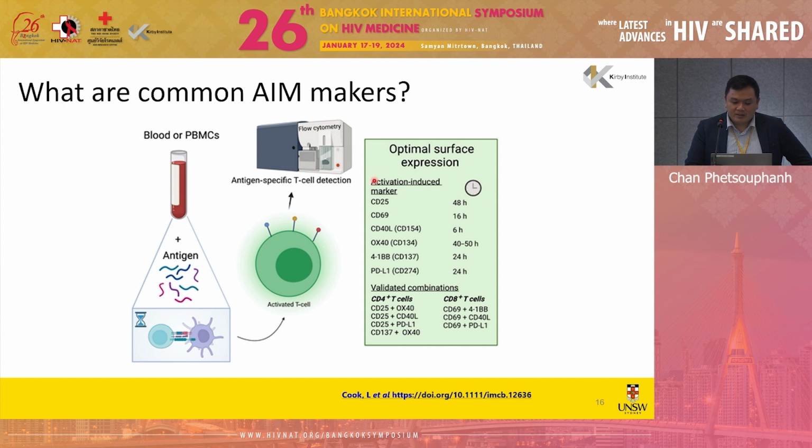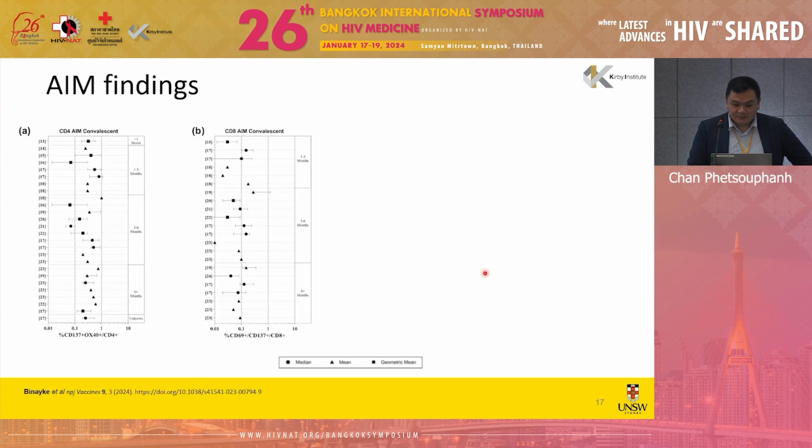So what we use is CD25 and OX40, and it's a 48-hour readout. But to get the CD8 T cell response in the same tube, we now add 41BB at 24 hours in culture, and then we do the readout at 48 to get both CD4 and CD8 responses.